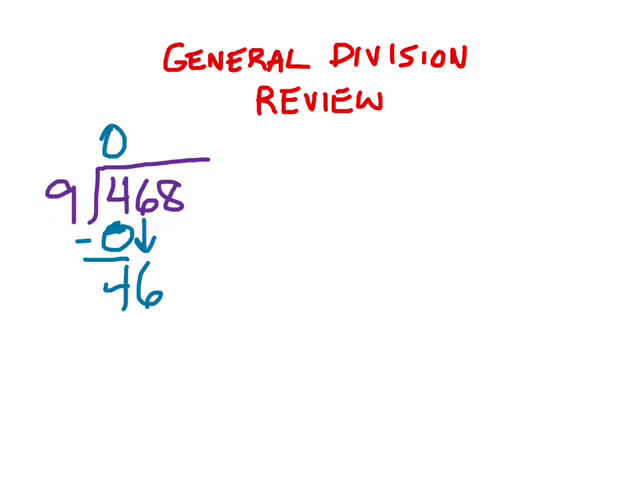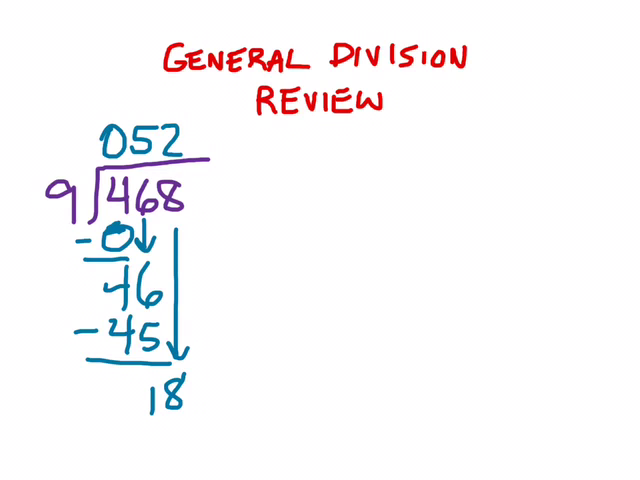Well, 9 times 5 is 45, so it'll go in 5 times, which is 45, and we subtract, and we have 1 left over. I bring my 8 down, and 9 will go into my 18 here 2 times, and 2 times 9 is 18, which leaves me with nothing left over, and I'm done. So I get the same answer here, 52.